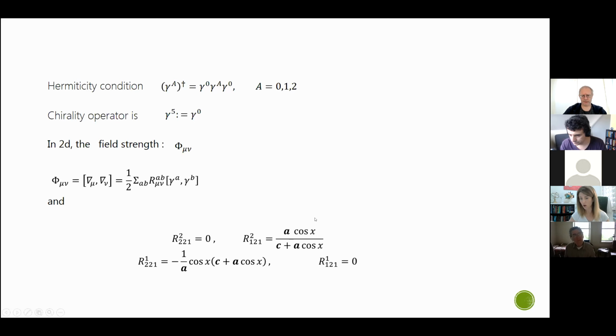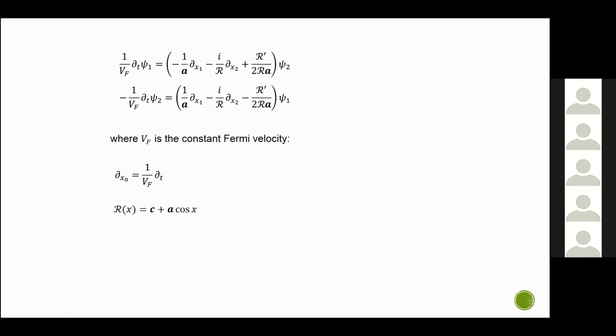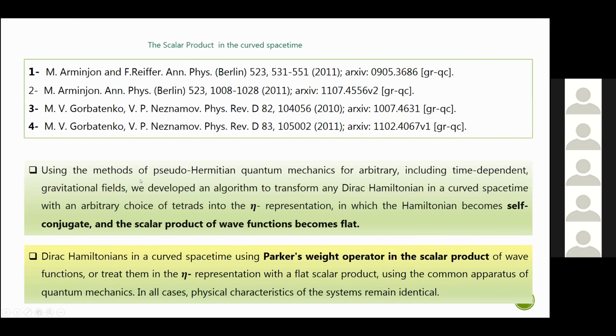And one can reduce this problem from curved spacetime to the flat Minkowskian spacetime. And of course, we can separate the Dirac equation. In this separation, I am still using x1 and x2. This R script corresponds to this cosine x. It can be given in terms of the cosine x function, c plus a cosine x. And I want to use this del x0 for the time component, 1 over the Fermi velocity del t.